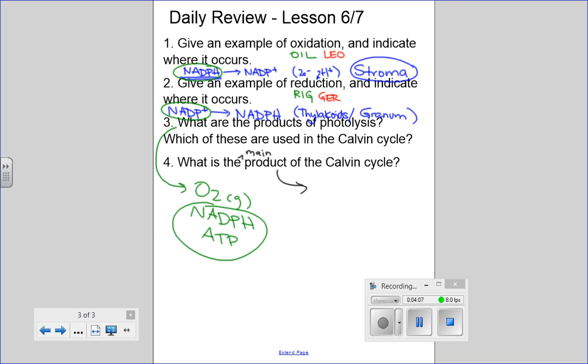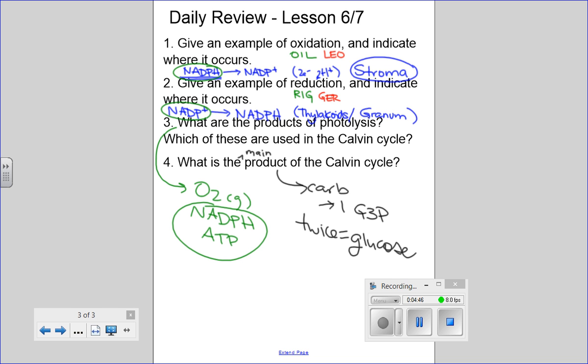Now for number 4, what is the main product of the Calvin cycle? The main product, because of course I'm using NADPH and ATP, so technically NADP and ADP are products of the Calvin cycle, but I want to focus on the molecule that's our carbohydrate. Specifically, I get 1 molecule of G3P, glyceraldehyde 3-phosphate, and every time the Calvin cycle happens twice, I can make a molecule of glucose.